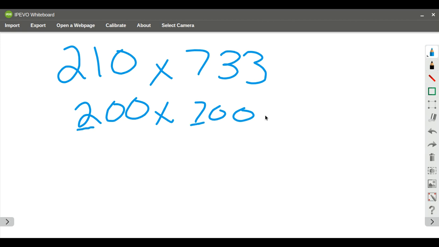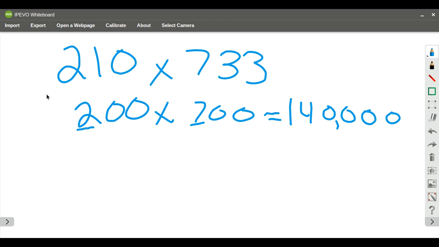So again, the multiple of 10 rule says I can manipulate zeros. If I have zeros on this side, I can take them away as long as I move them over to the product. So I have 1, 2, 3, 4 zeros. So my final product needs to have 4 extra zeros. So it's just 2 times 7, which is 14. And then I add 1, 2, 3, 4. So my answer is 140,000.